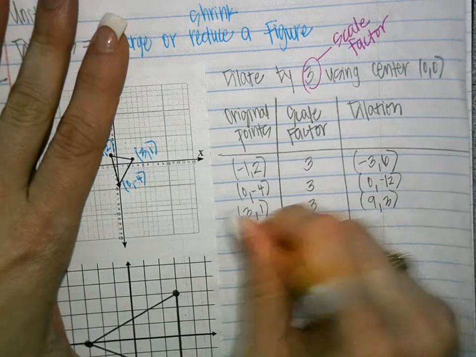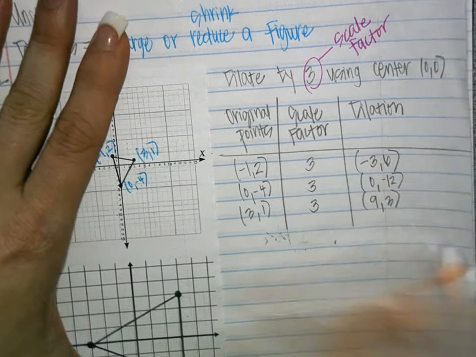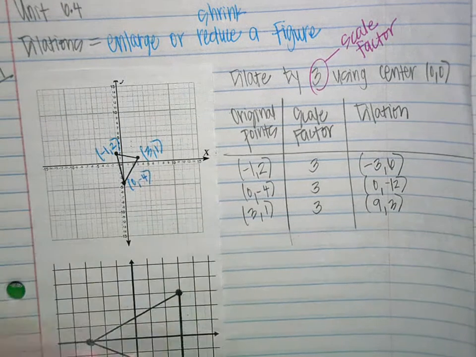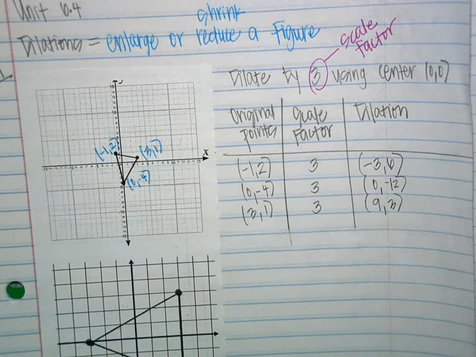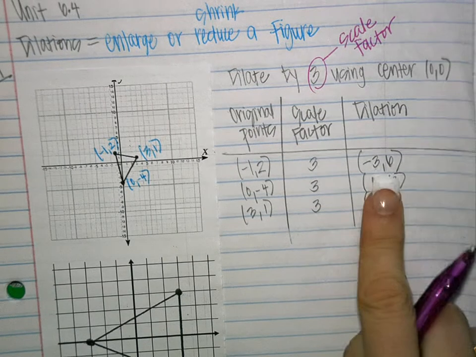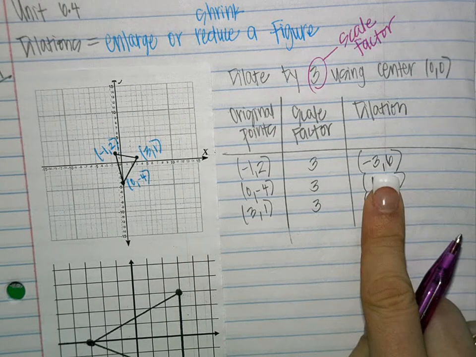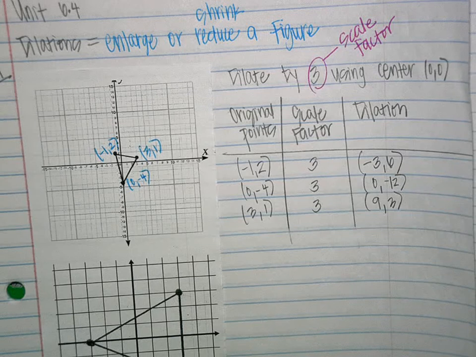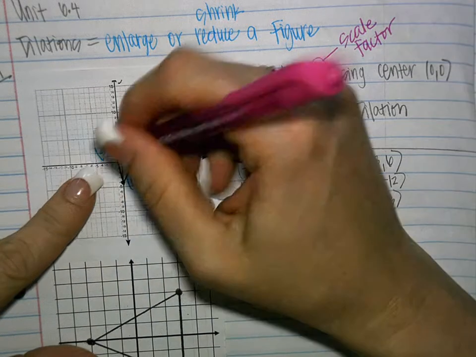Okay, then the last part that you have to do here is actually plot the points. So this is my original figure. Remember, I'm going to make this 3 times larger. I'm dilating it by 3. So plot these points. -3, up 6. So left 3, up 6. So over 3, up 6.